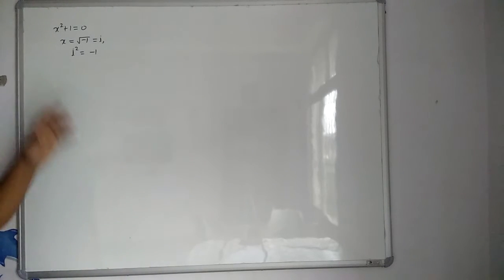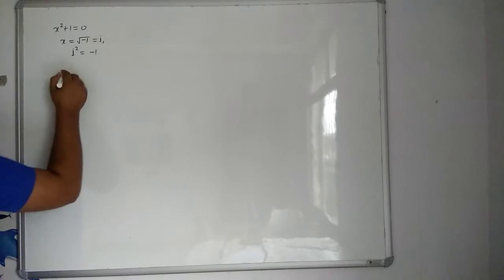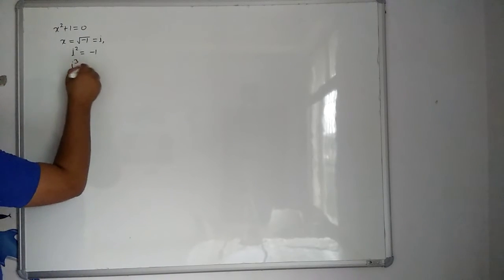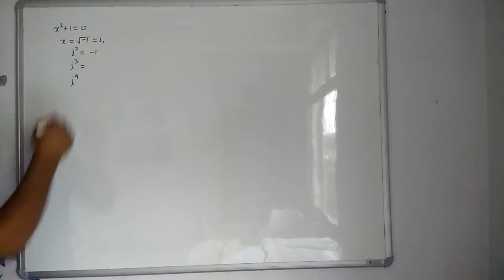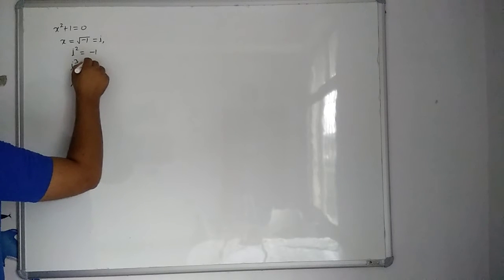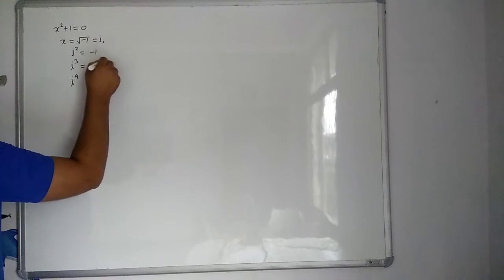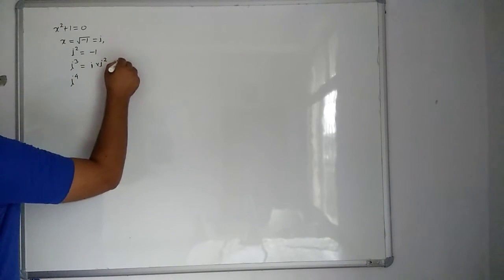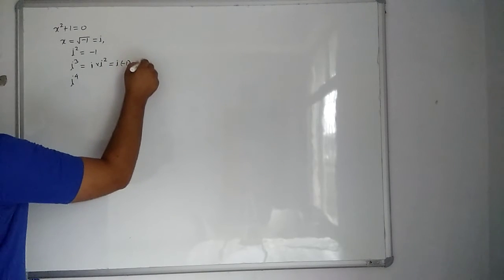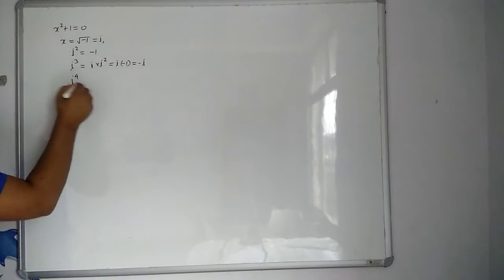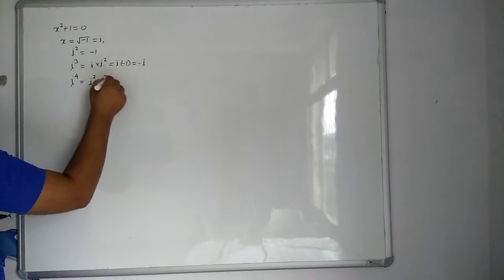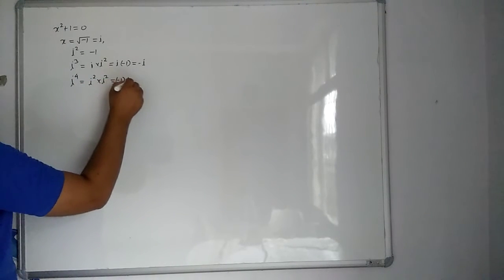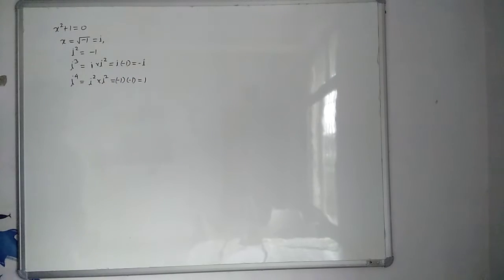Now we learn about the different exponents of iota. If iota square is -1, what will be the iota cube, and what is iota raised to the power 4? So iota cube must be iota into iota square, and that will be equals to iota into -1, and that will be equals to minus iota. And iota raised to the power 4 may be written as iota square into iota square, and that is -1 into -1, that gives you +1.